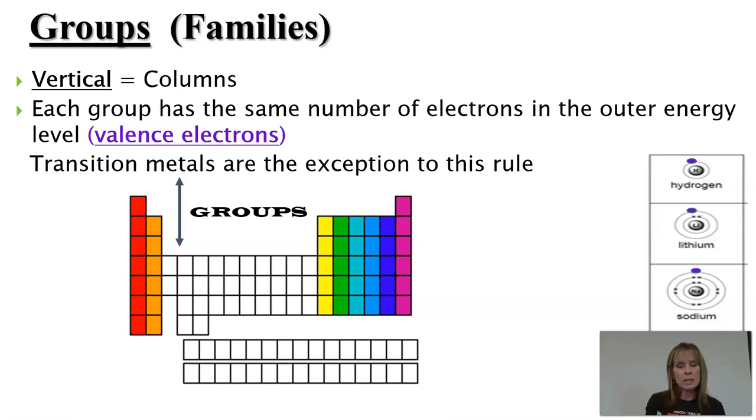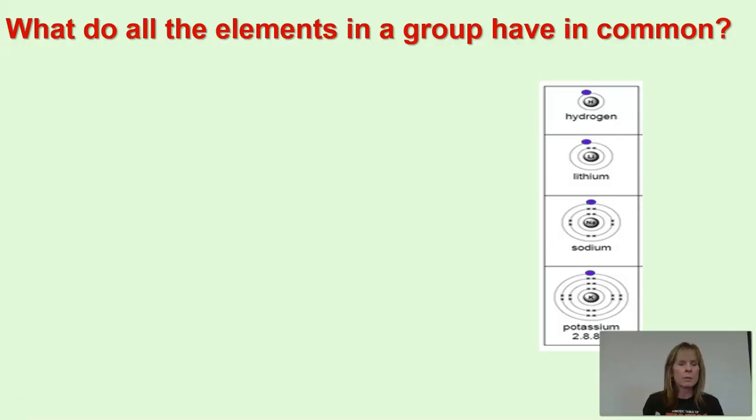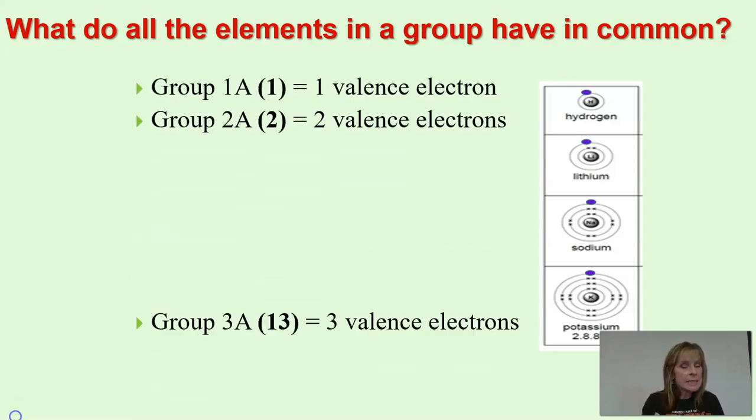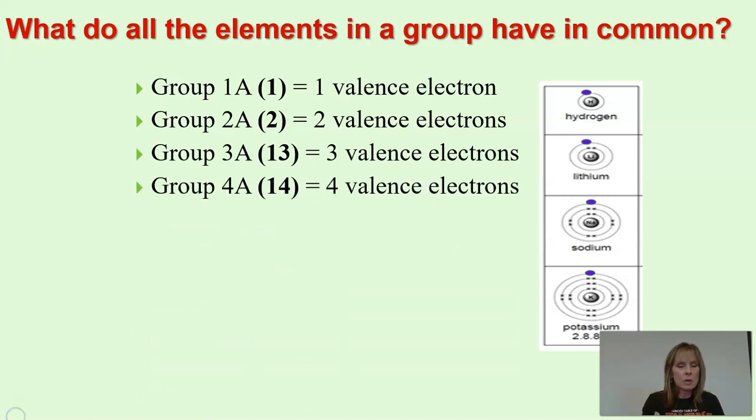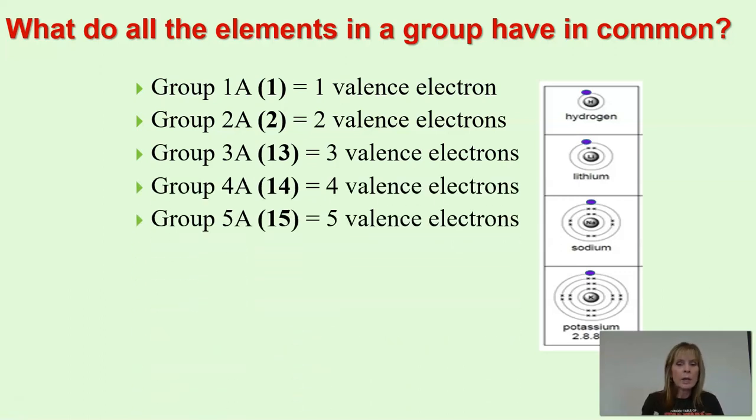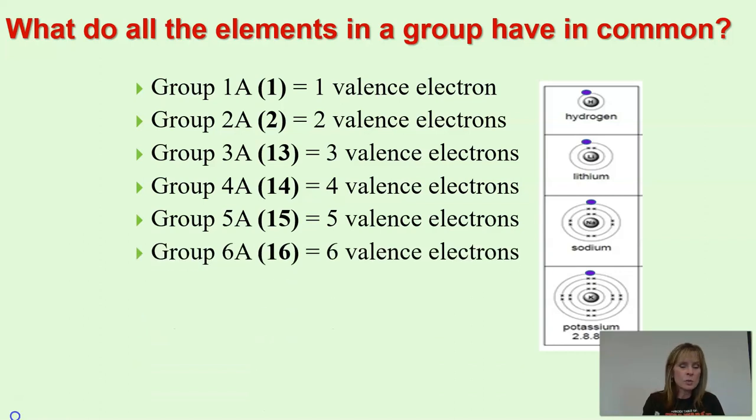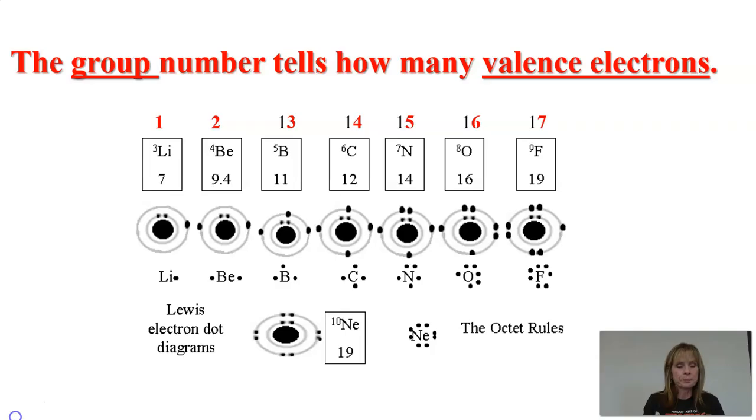Transition metals, which you see on your slide right there, are the exception to the rule. The transition metals are all the white boxes. All of those have differing numbers of valence electrons, so you can't really determine the number of valence electrons by which group or which column they're in. So what do all of the elements in a group have in common? Same number of valence electrons. So everything in group 5 will have 5 valence electrons, group 6 will have 6, and so on. The group number tells how many valence electrons an atom has.